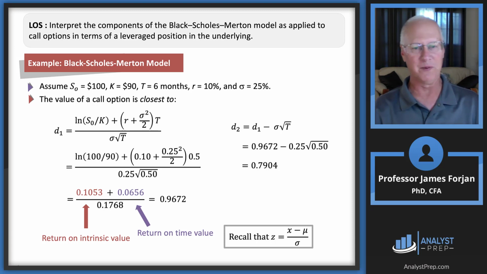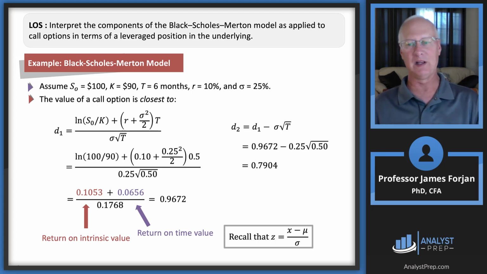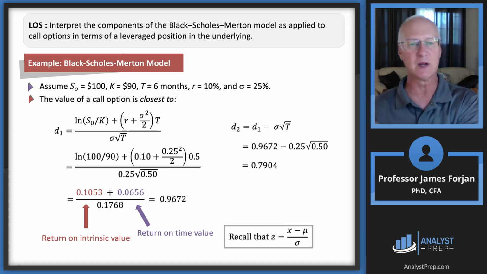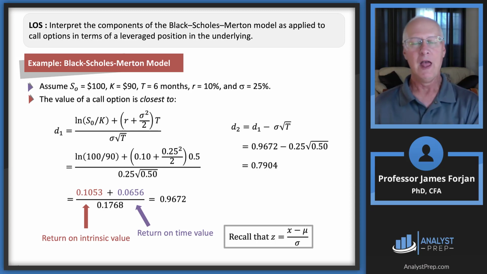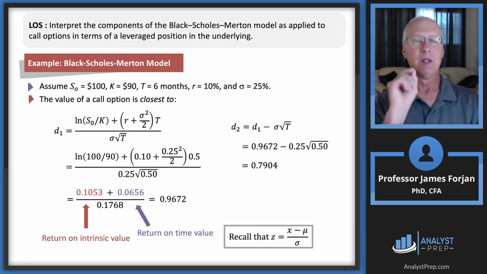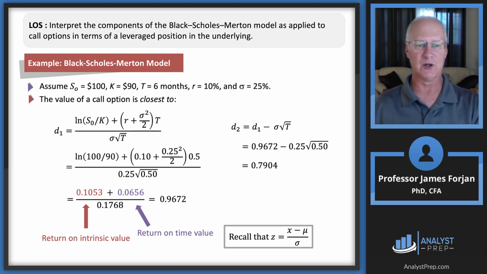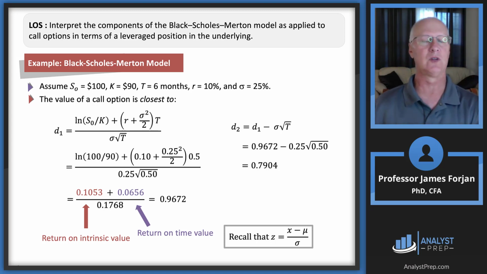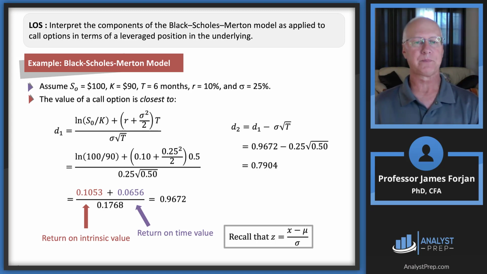That's why Black-Scholes-Merton won a Nobel Prize in economics, because they realized that we don't want a minus over there like we do in regular old statistics. We know that the value of a call option is a combination of intrinsic value and time value, so we add those two. So look at the interpret part of the LOS. You can interpret that as return on intrinsic value and return on time value. That's a tremendous question on the exam.